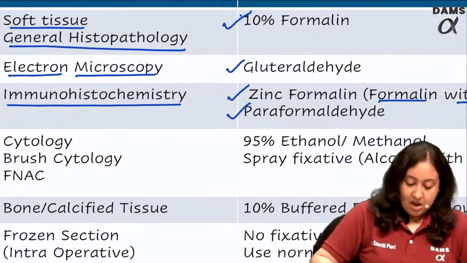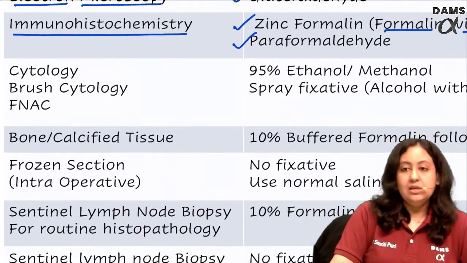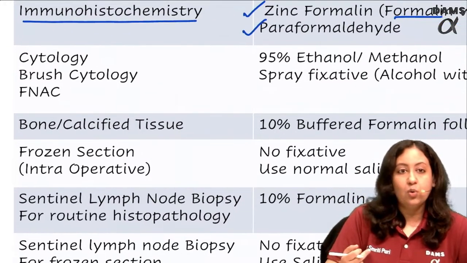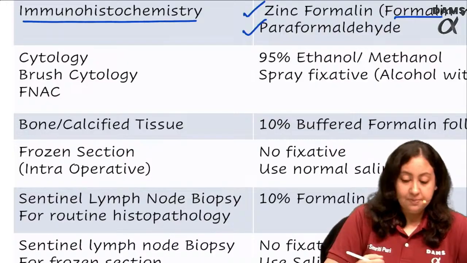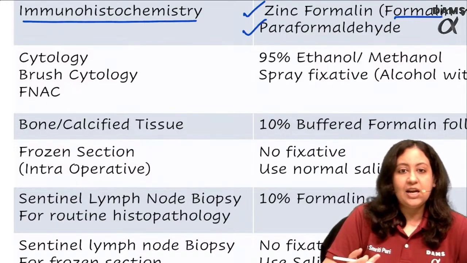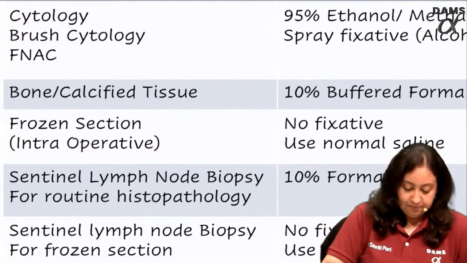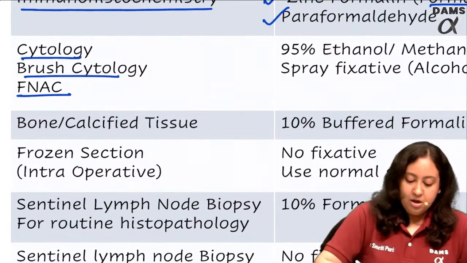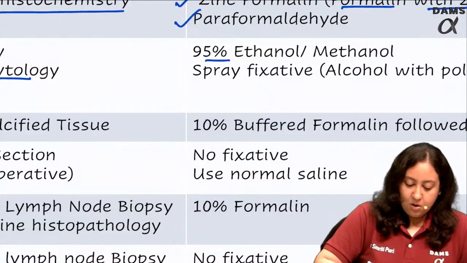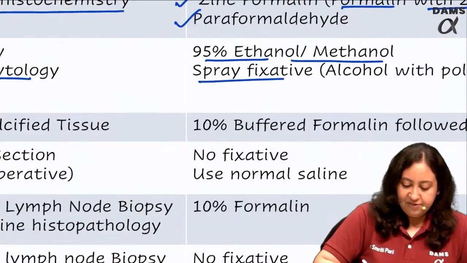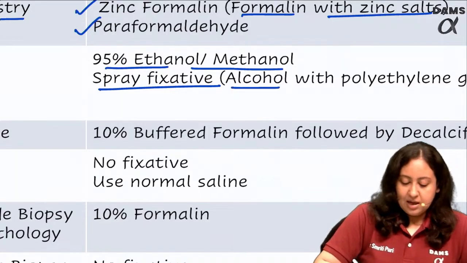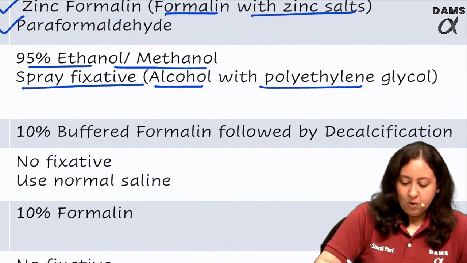Okay. If the specimen is for cytology, or you do a brush cytology, especially for oral lesions when you do a brush biopsy, or you do an FNAC, that is fine needle aspiration cytology, then in that case you will use 95% ethanol or methanol or spray fixative. Spray fixative is also alcohol based. It is alcohol with polyethylene glycol.